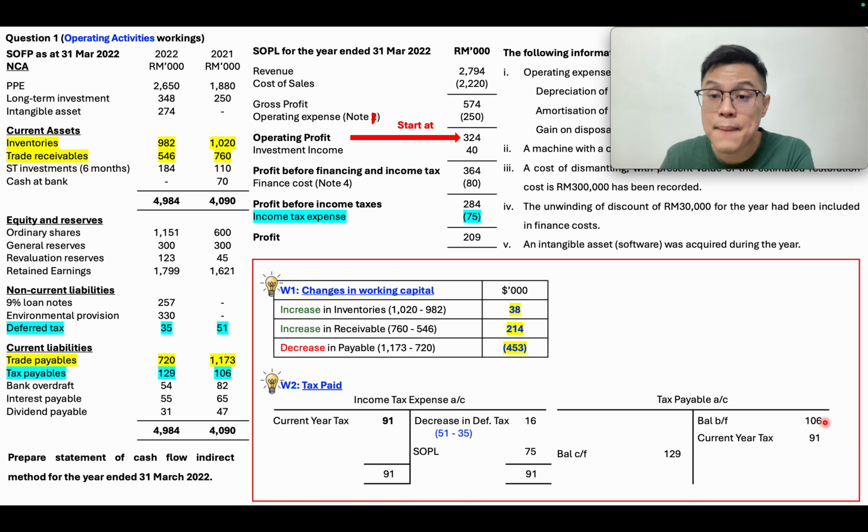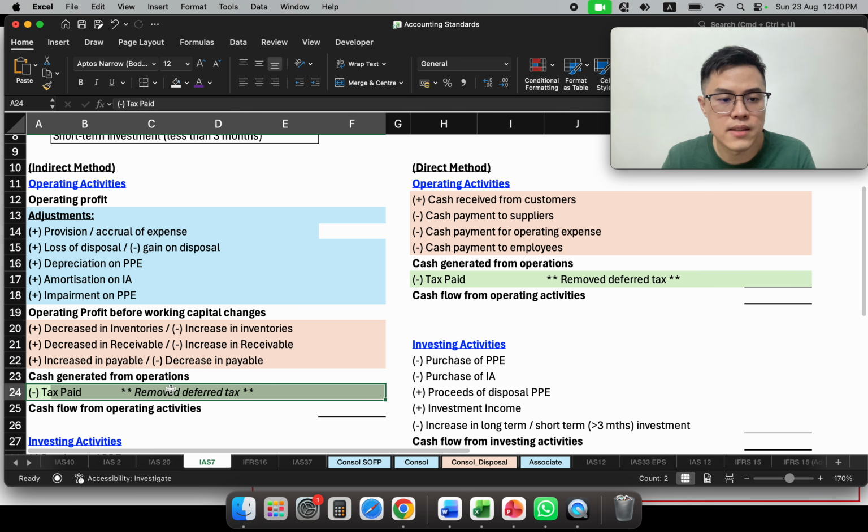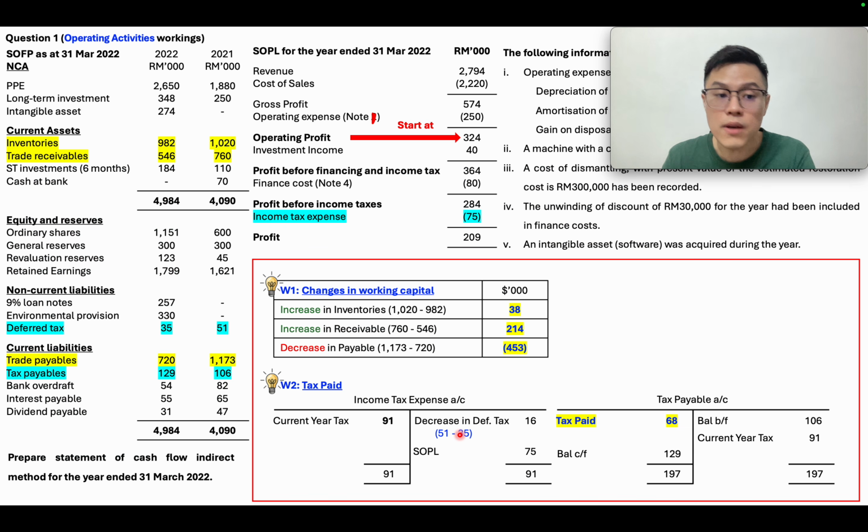So let's say I'm telling you that opening I owe income tax 106, this year you actually need to pay income tax another 91,000, but at the end you owe them 129 only. So the difference will be your tax paid to be reported under your SOCF under this part. So that's why I'm telling you that you need to remove deferred tax liability. So if your deferred tax is increased, your increase in deferred tax will be in here. So the remaining portions will be your current year tax and put it under your tax payable.